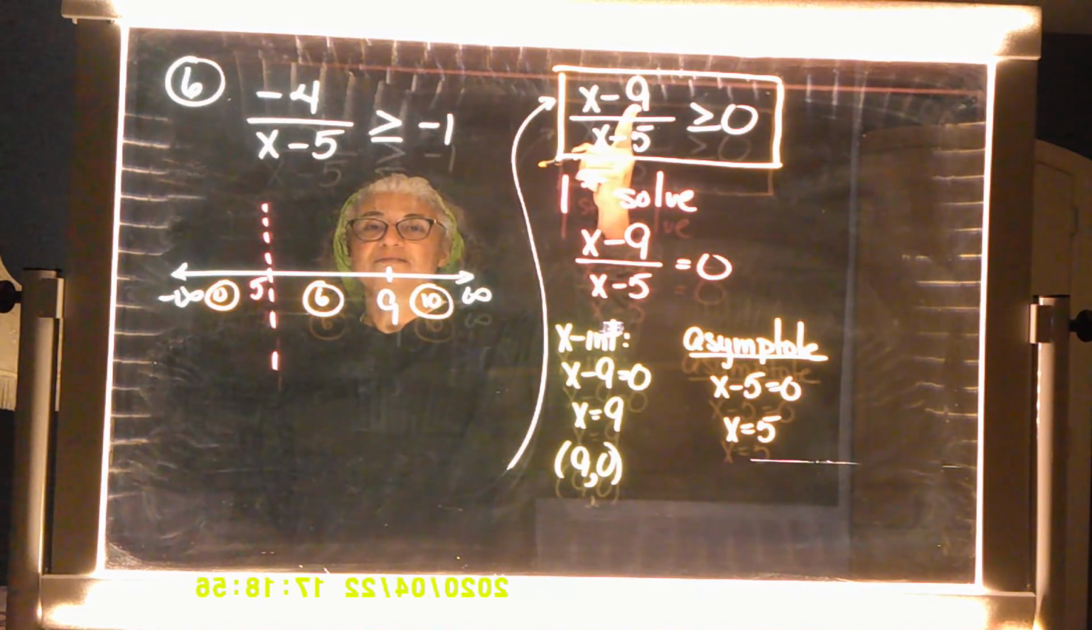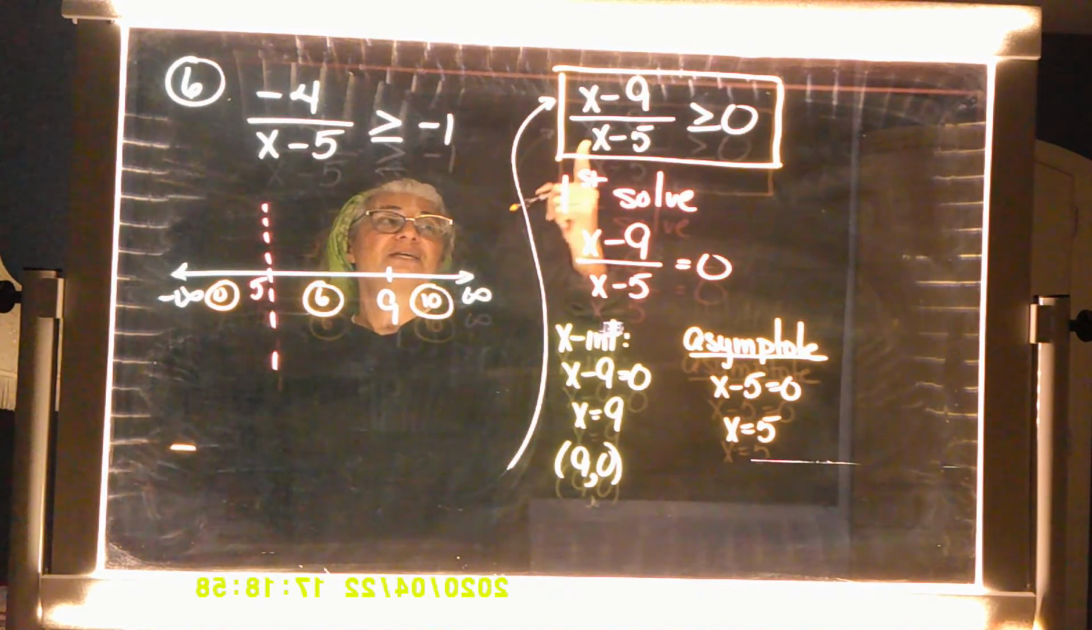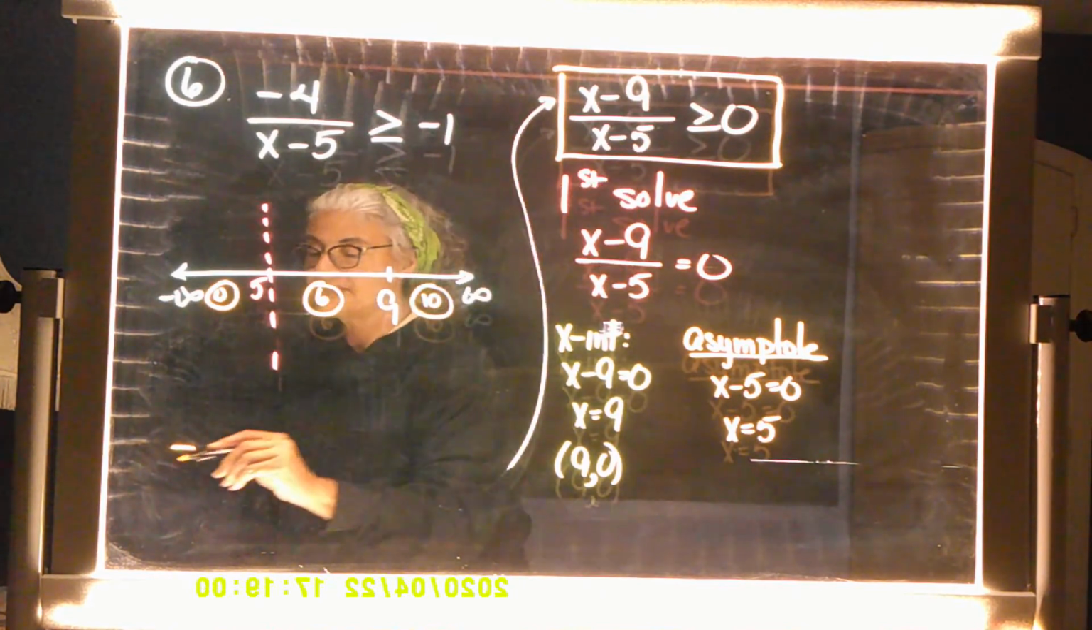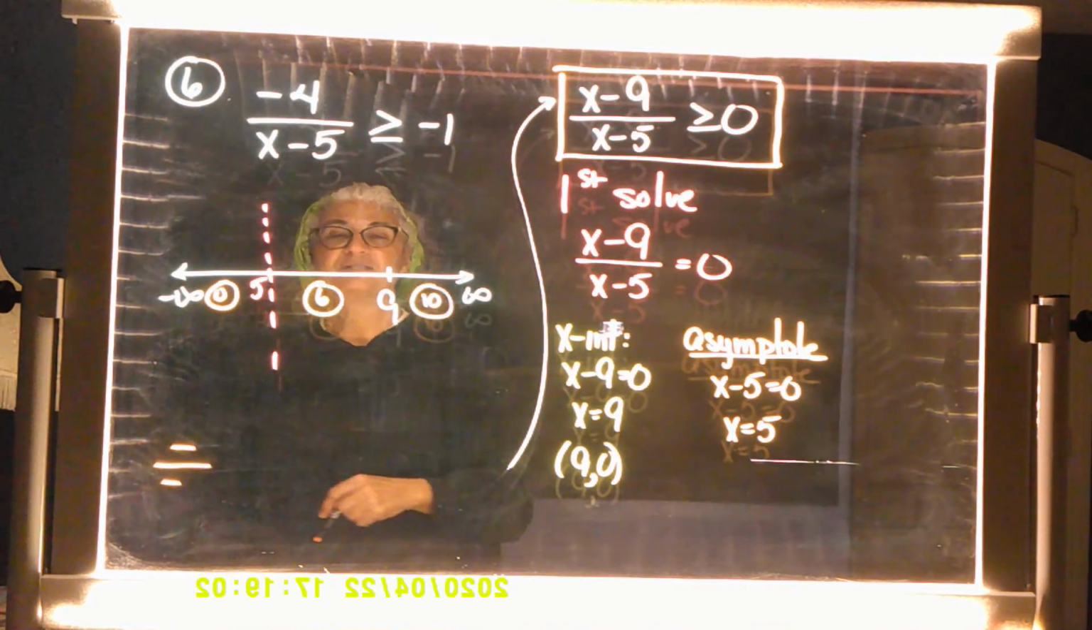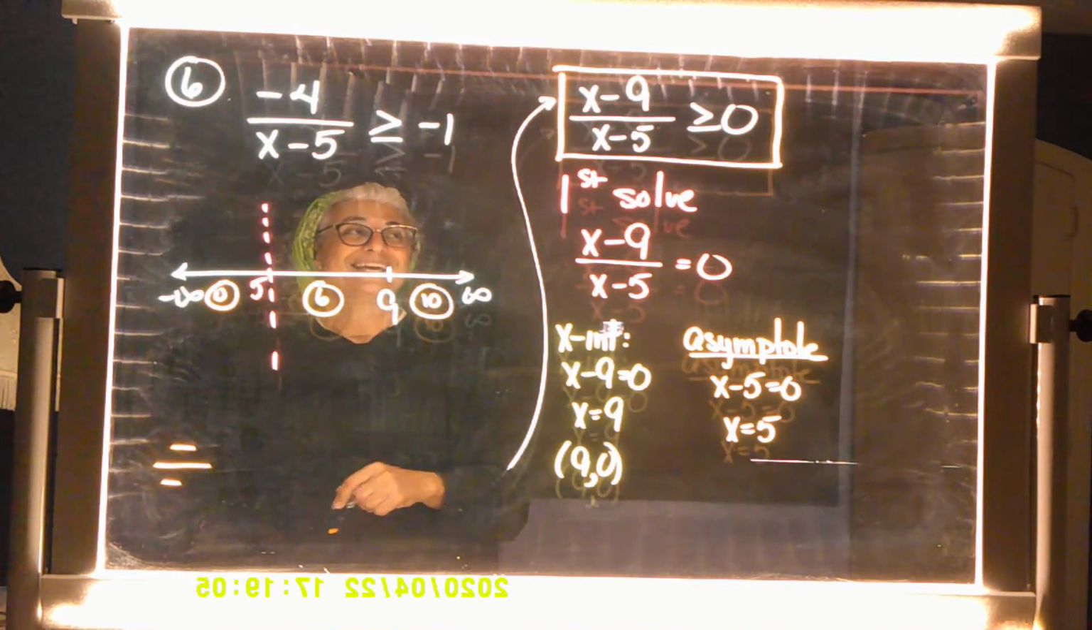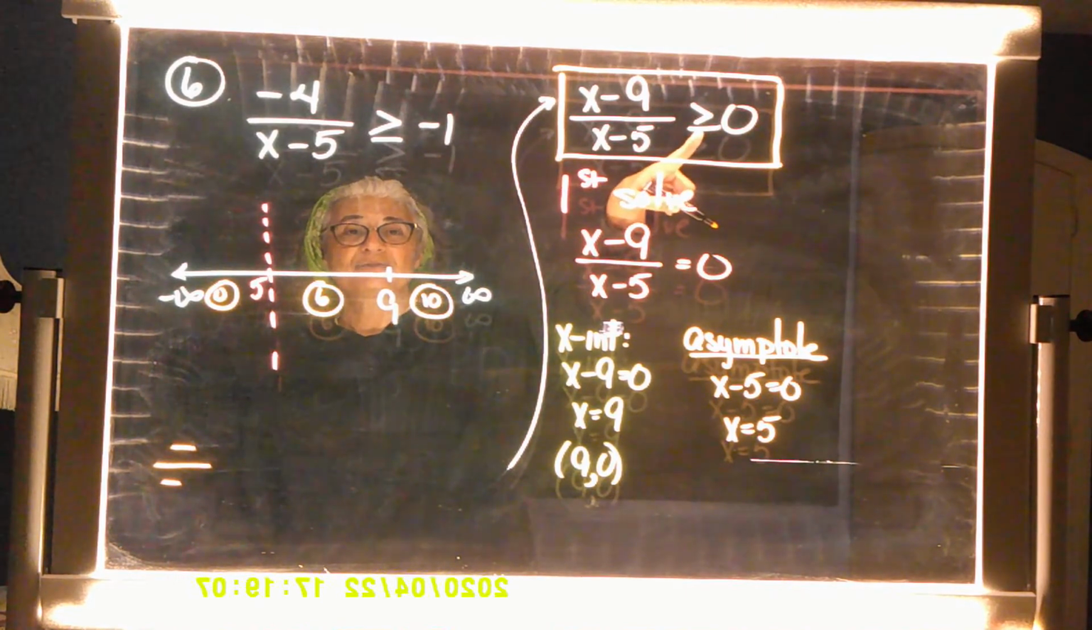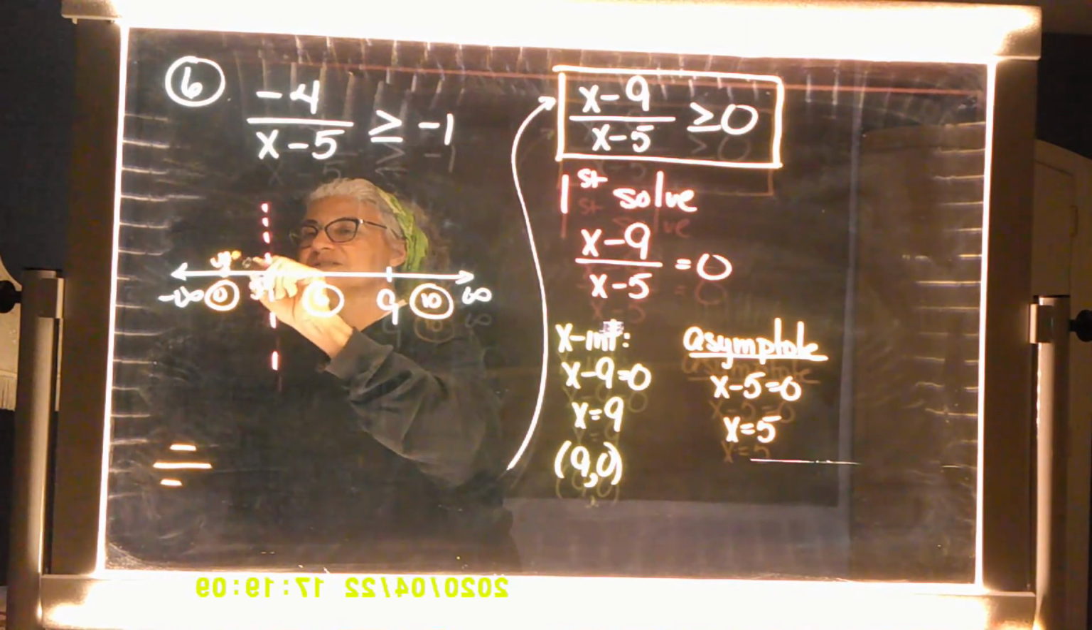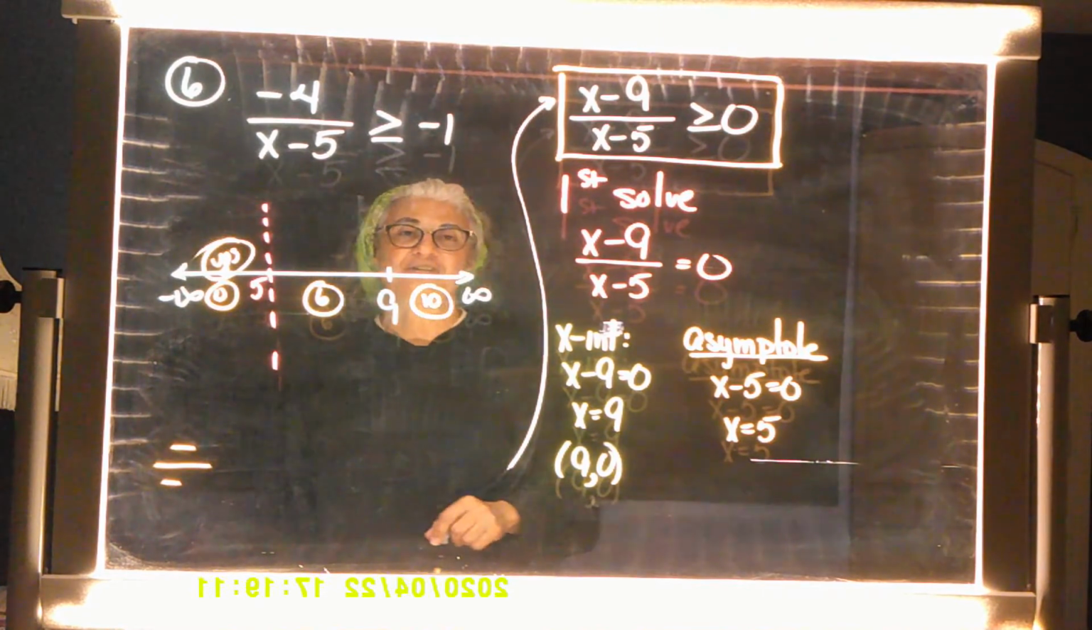0 minus 9 is a negative number. 0 minus 5 is a negative number. What's negative divided by negative? Yeah, that's a positive. Is positive greater than or equal to 0? It certainly is. So yay! Right off the bat I found an interval that worked.